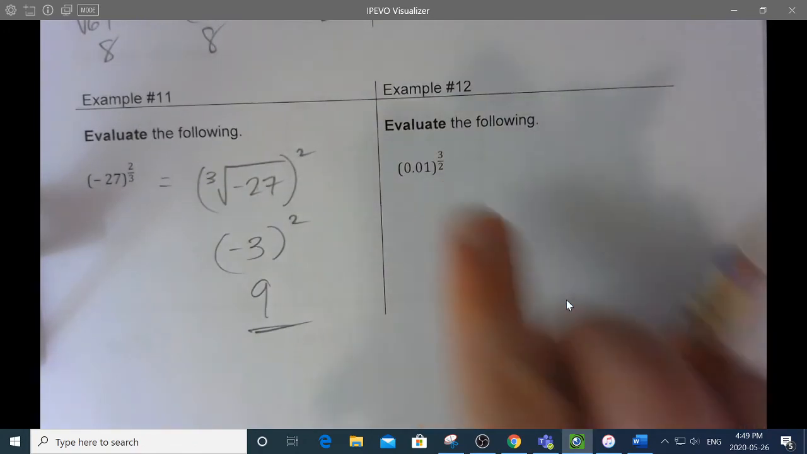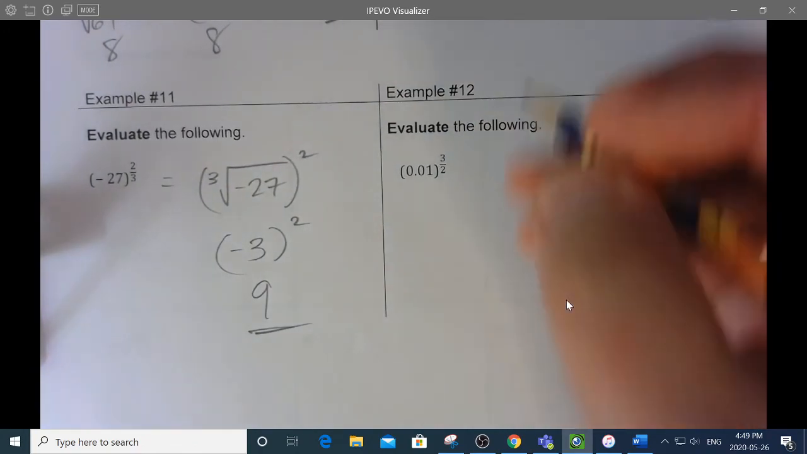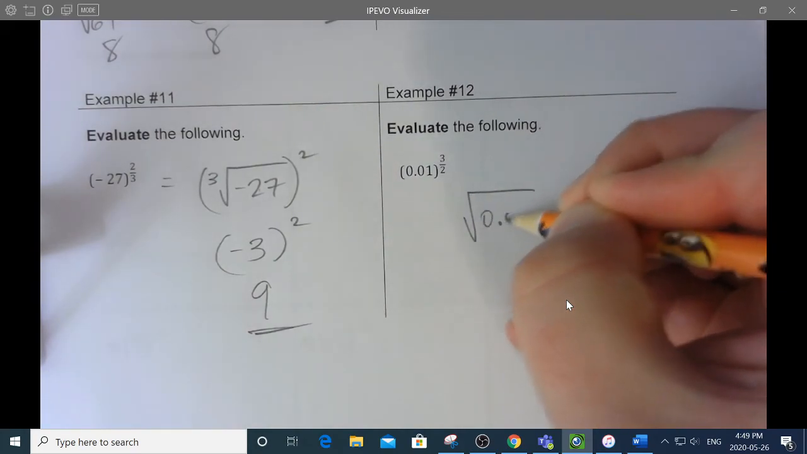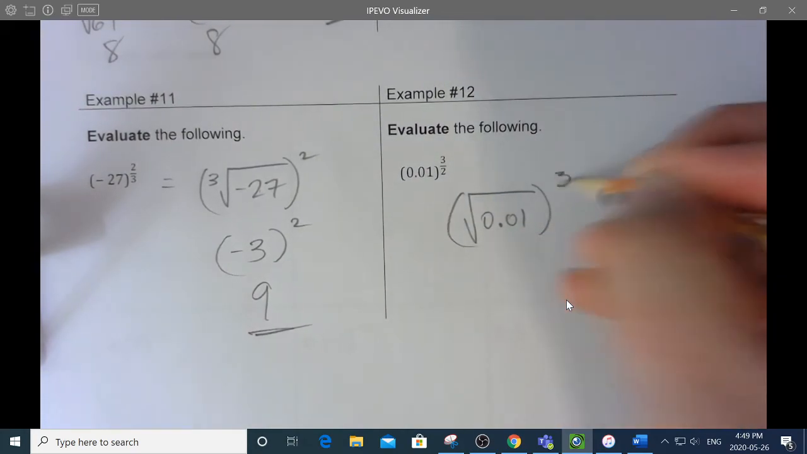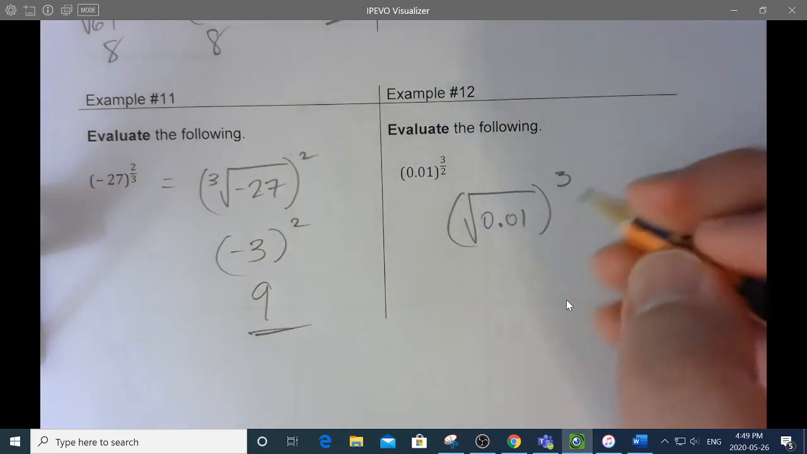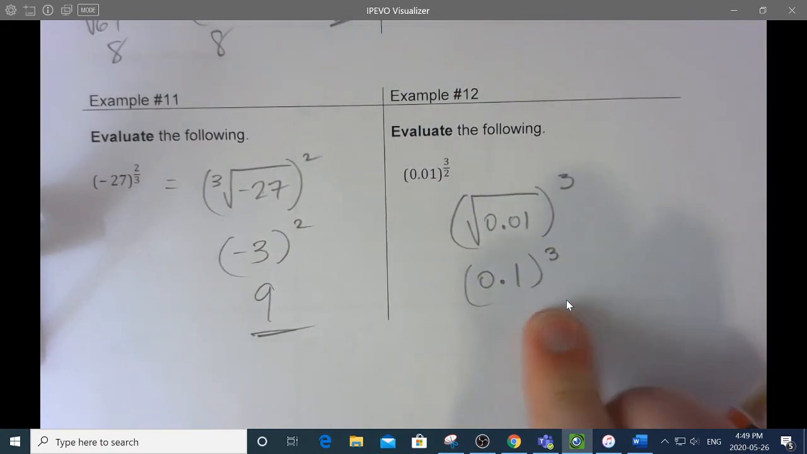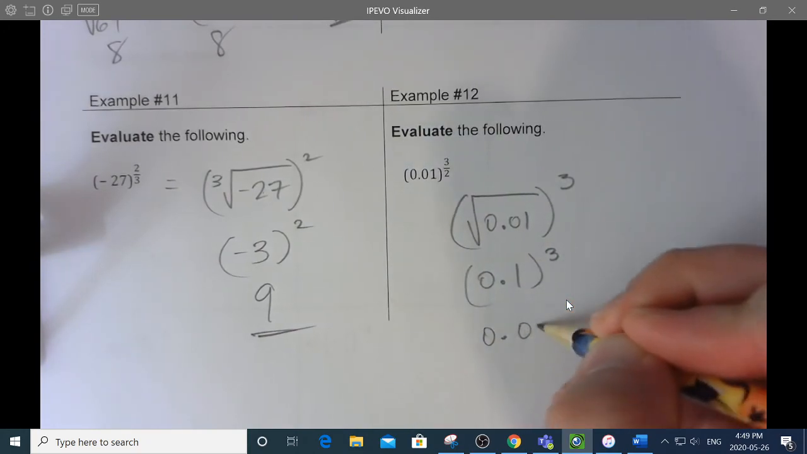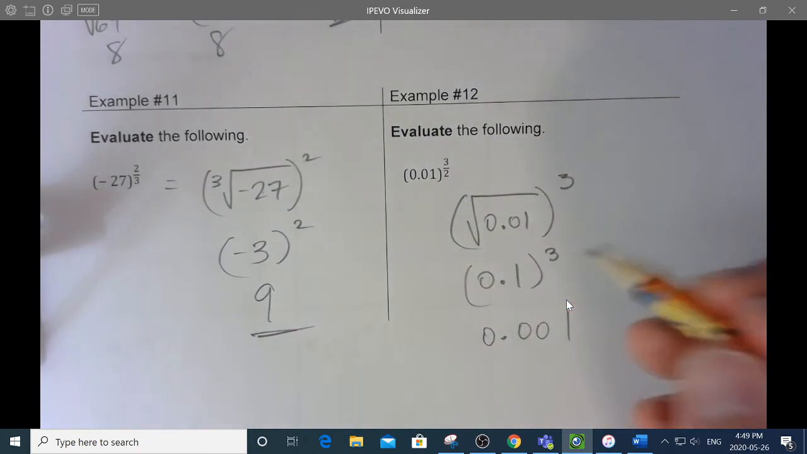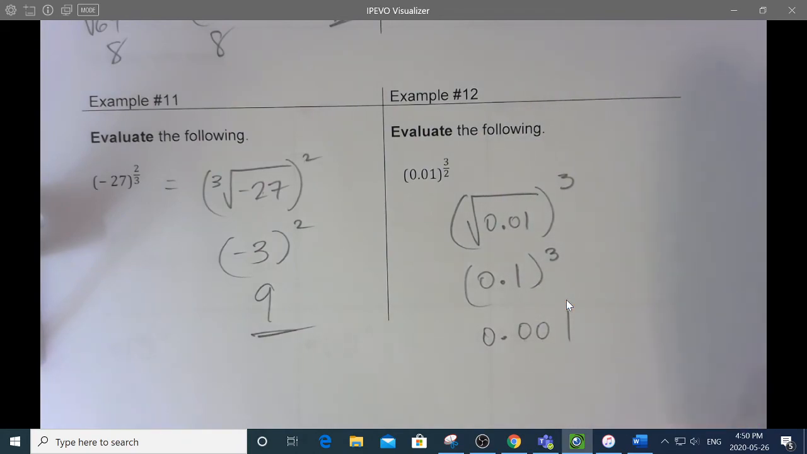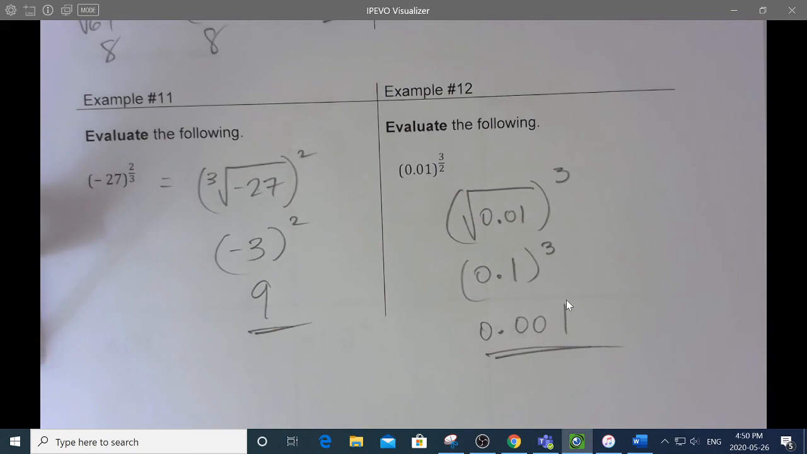All right, this guy. I think I'm going to square root it first and then cube it again. So it's the square root of 0.01 cubed. The square root of 0.01 is 0.1. And then 0.1 times 0.1 times 0.1 is 0.001, right? Because think about it. When you times a number by itself and it has decimals, the number of decimals kind of adds together, right?